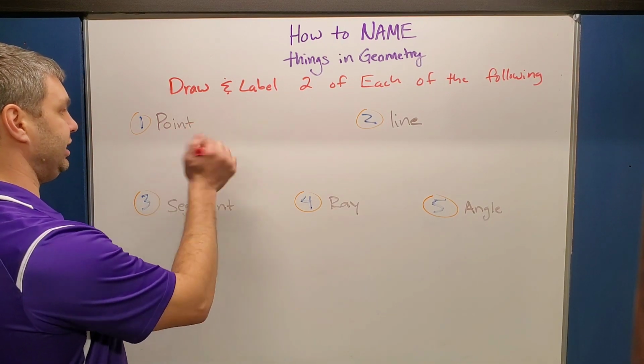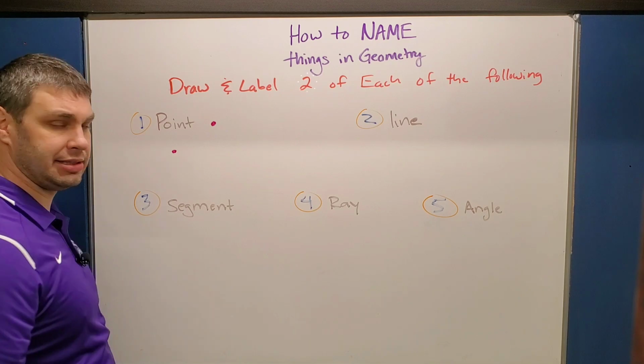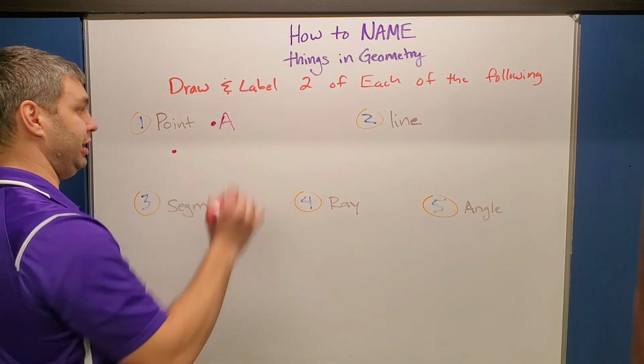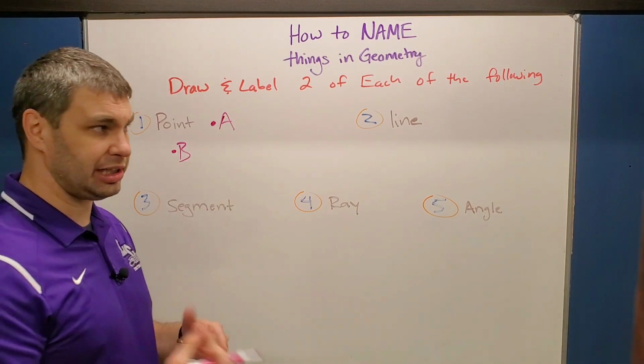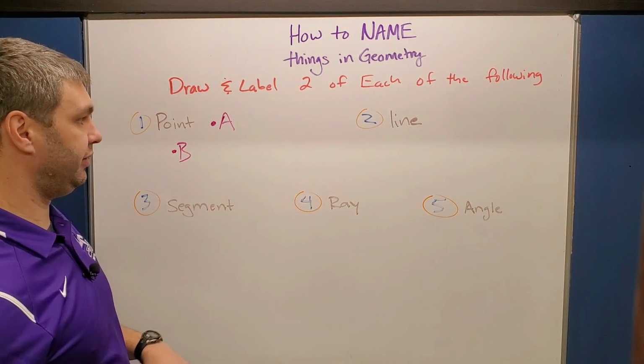So first off, a point. A point is just going to be a dot, and since I have to do two of these, I'll put two of them there like that. And the way that I would label this is just with a capital letter. I'll call this one A, and we'll just call this one B. All right, now you could, I suppose, write out the word point A or point B, but that should be good enough to label those.